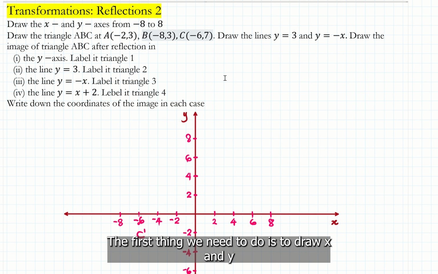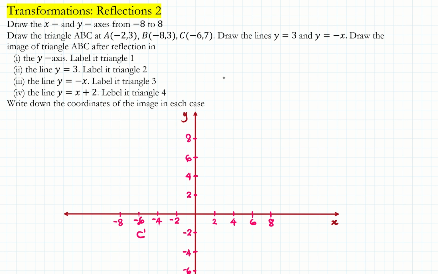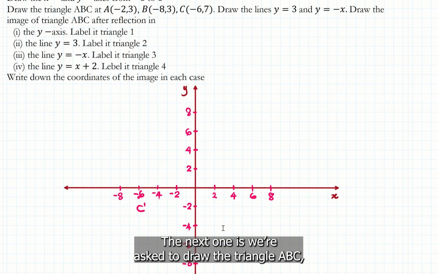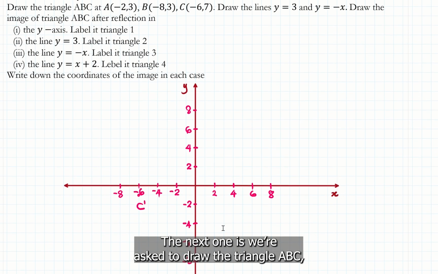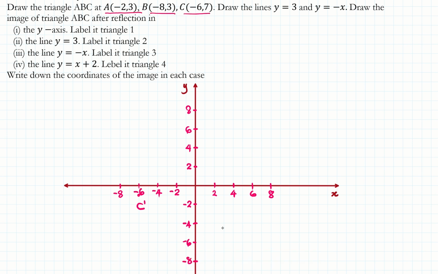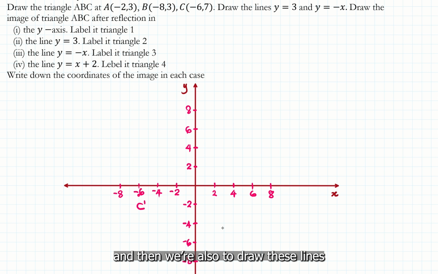The first thing we need to do is to draw x and y from -8 to 8, which I've gone ahead to do already. The next one is we have to draw the triangle ABC, with these points A, B, and C. And then we also need to draw these lines y equals 3 and y equals -x. So we're going to get started with that one.